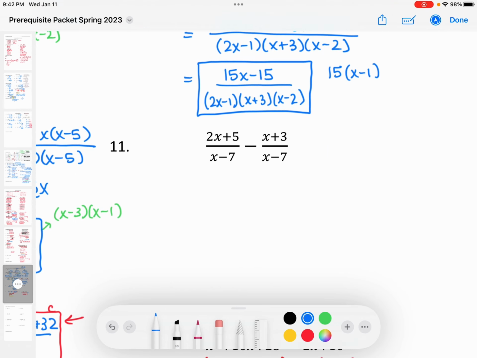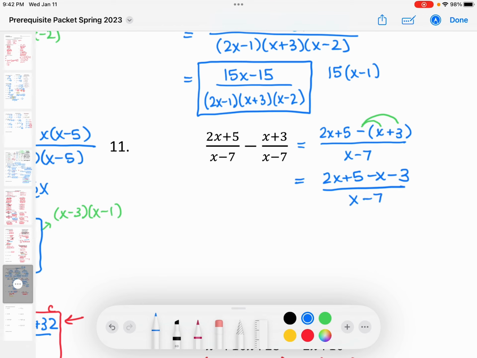Number 11 is our first subtraction one, so I tried to take it easy on you. Did you notice the denominators are already the same? So we have a common denominator already. The thing we have to be careful of on these is when we subtract the numerators, make sure you're subtracting the entirety of the second one, or in other words, put it in parentheses, because you have to subtract the x and subtract the 3. It's like that it distributes. So we'd be having a 2x plus 5 minus an x and minus a 3. That's easy to miss if you're not paying attention. That subtraction sort of has to distribute.